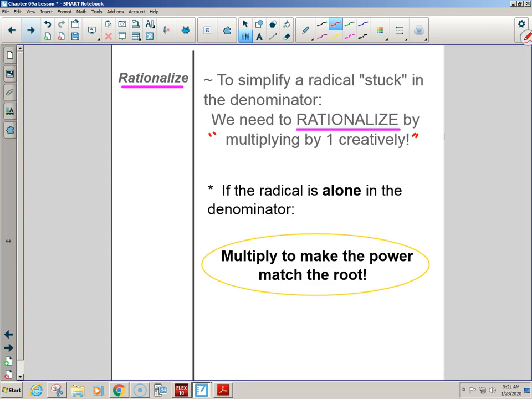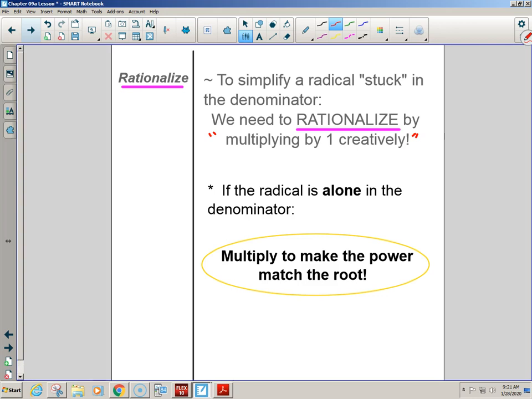If the radical is alone in the denominator, we're going to multiply by 1 creatively. Now that sounds snazzy. It sounds good. Circle the word rational. If the radical is alone in the denominator, it's as easy as that.